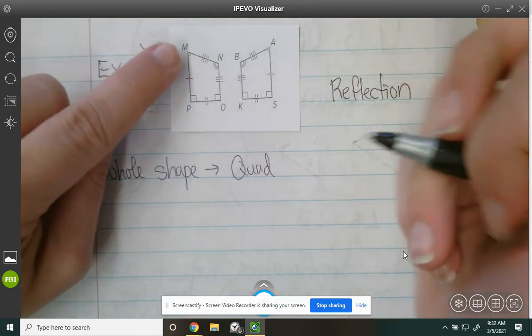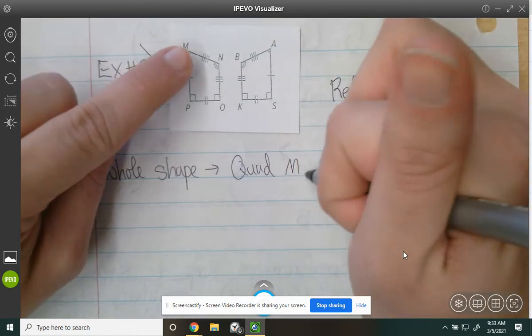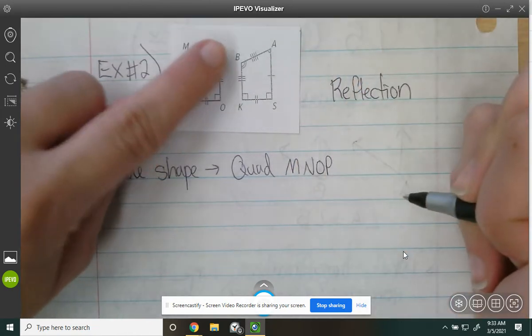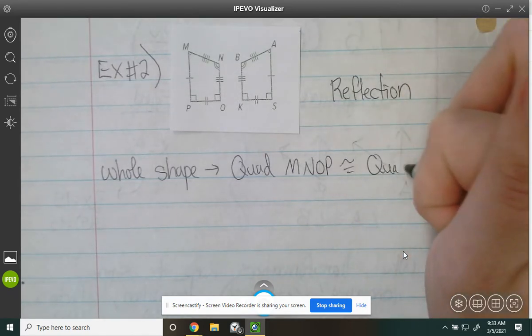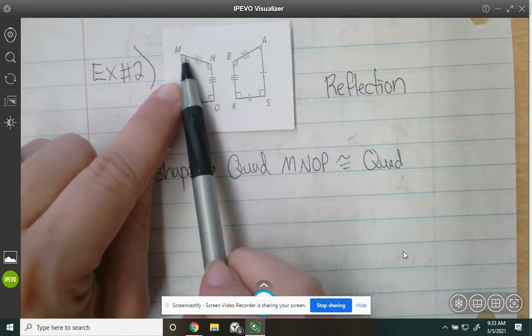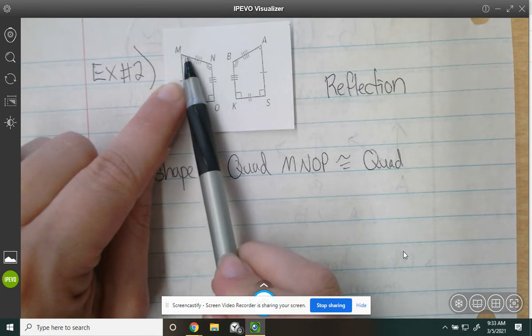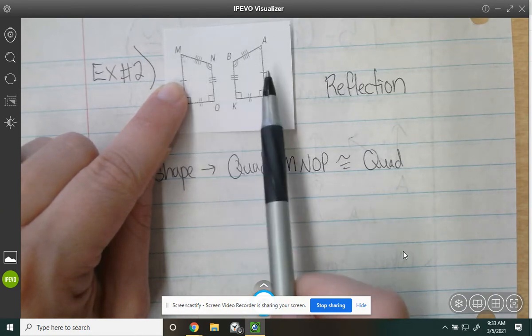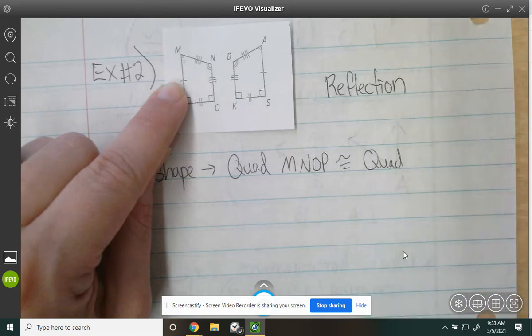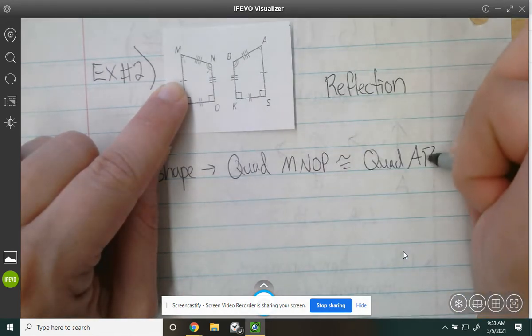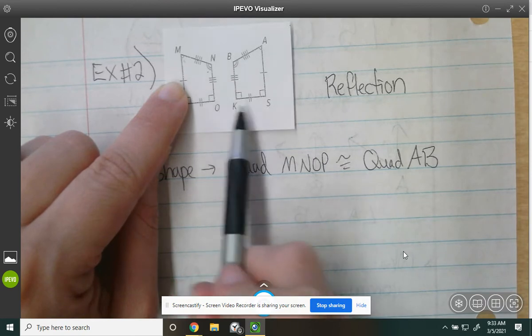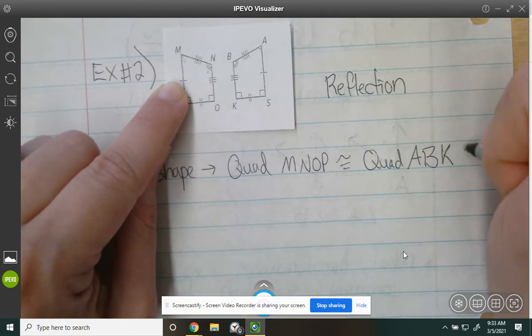Quad, let's go with this one first. So MNOP, just like the alphabet, I went down and around. Quad. Now M has one little arc mark right there. So that tells me that M is equal to the one that has 1 on this side. So A. Then we went in, so then we're going to go B, went down, so O and K, and then S.